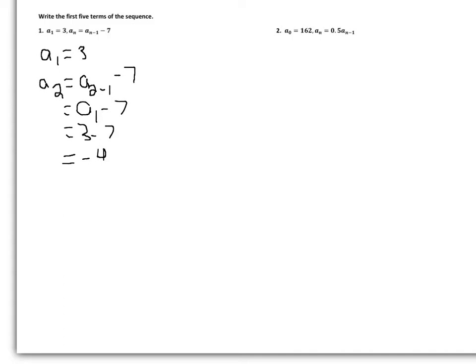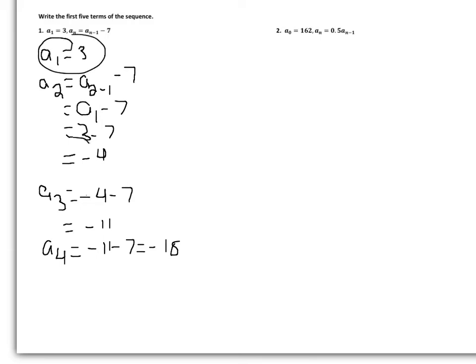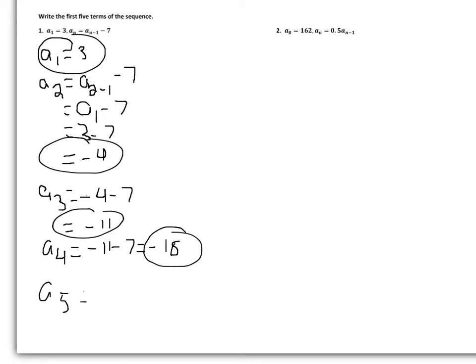So what are you doing to get to the next term? Subtracting 7. So watch, a sub 3 is going to be negative 4 minus 7. Negative 11. The fourth term, negative 11 minus 7. So there's the first, second, third, fourth, and the fifth. Negative 25. See how they're based on the previous term? That means recursive, okay? So you need to know.